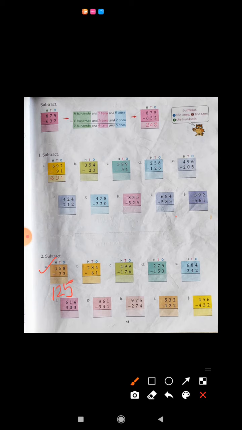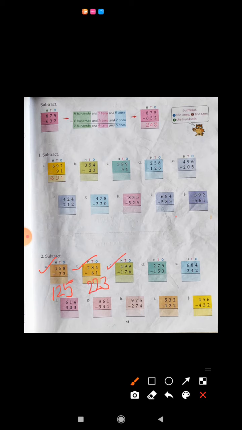The answer is 125. B part. The question is 284 minus 61. First we will subtract the ones. 4 minus 1 is 3. Subtract the tens. 8 minus 6 is 2. Now subtract the hundreds. 2 minus 0 is 2.